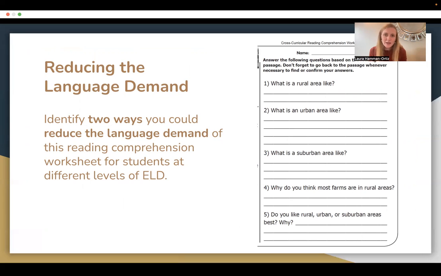What is a rural area like? What is an urban area like? These might be some comprehension questions you would want students to be able to answer. So look at this, and I want you to think about 2 ways you could reduce the language demand of this worksheet for students who are at different levels of English language development.